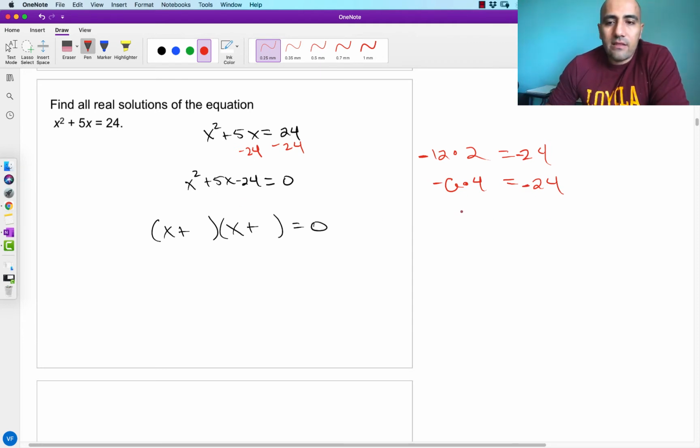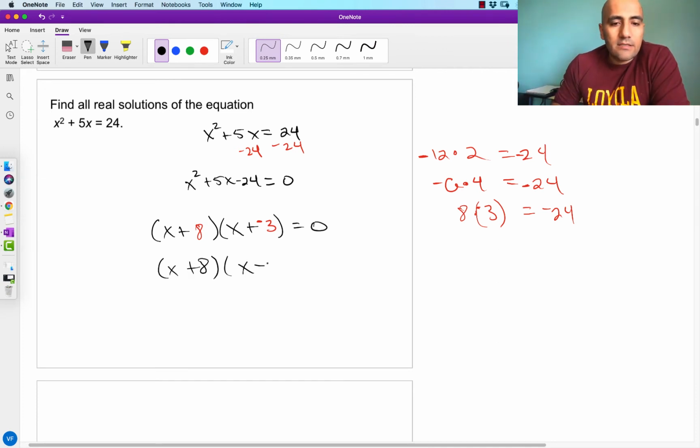So how about 8 and 3? 8 times 3. If I make the 3 the negative, I'll get negative 24, and they add up to 5. Good, found them. So this will be an 8, and this will be a negative 3. I can rewrite this as (x plus 8)(x minus 3) equals 0. And now I'm ready for the zero product property. I have two things being multiplied, and the answer is 0.